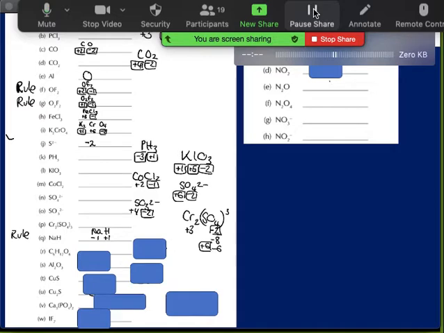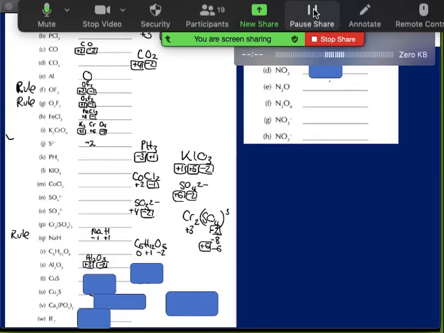Thanks, Hannah. Okay, so in glucose, oxygen is -2. There are 6 of them, -12. Hydrogen is +1. There are 12 of them, +12. So the oxidation state of carbon in this is 0.